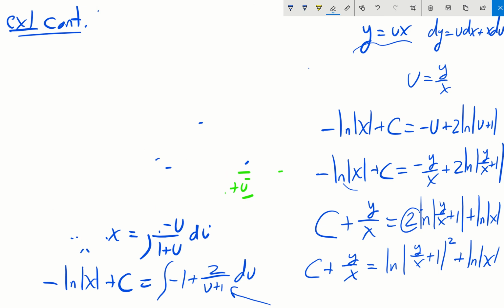Let's see how much more we can simplify this thing. So we have c plus y over x equals, again, this is the product rule for logarithms. This is going to be the ln of the absolute value, and we can multiply on the inside.